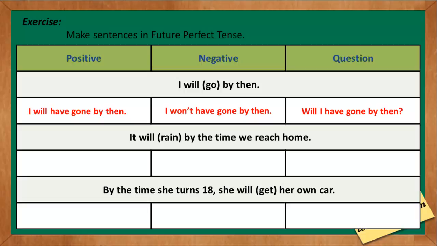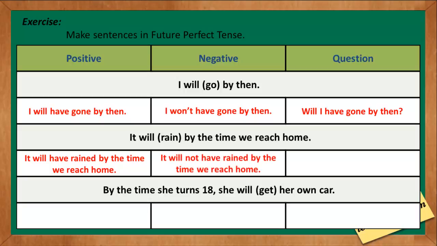The second one, it will rain by the time we reach home. The verb is rain. The correct positive sentence is, it will have rained by the time we reach home. The negative sentence is, it will not have rained by the time we reach home. And the question is, will it have rained by the time we reach home?